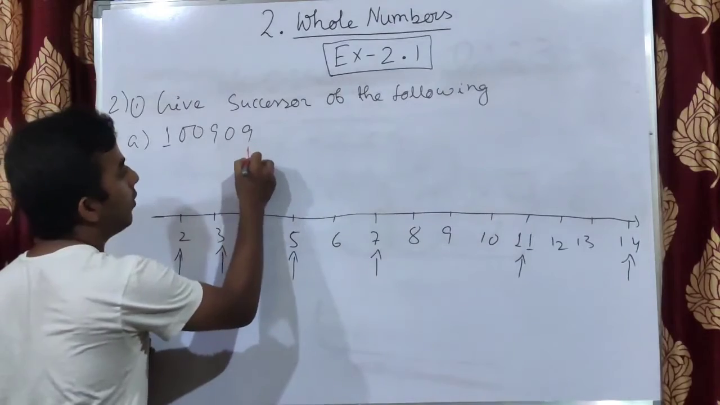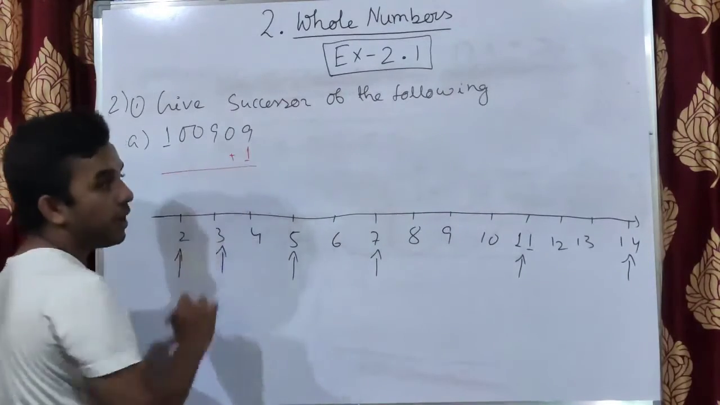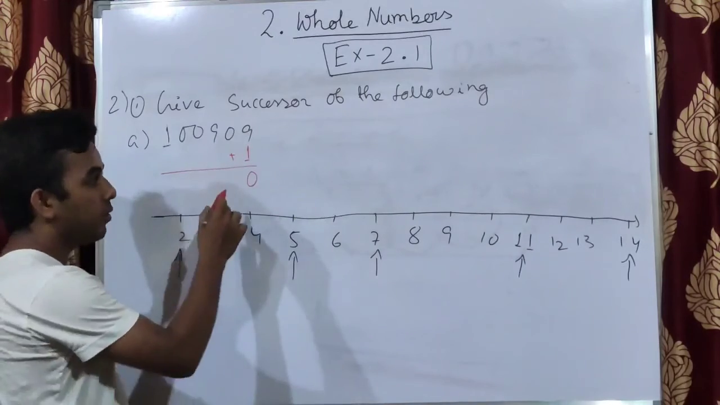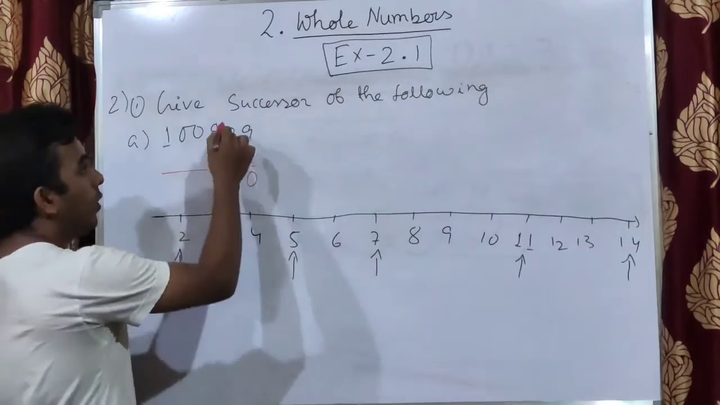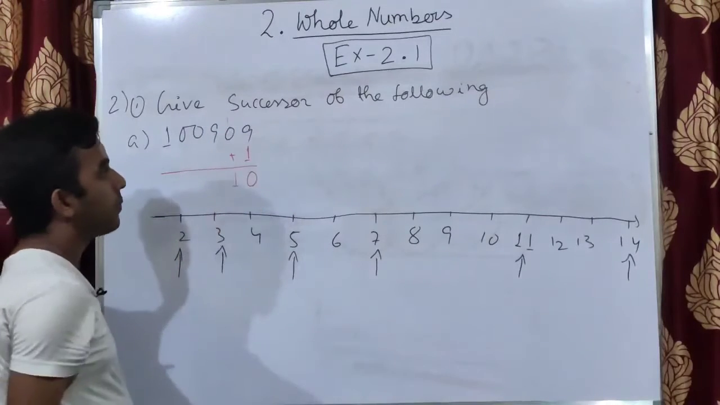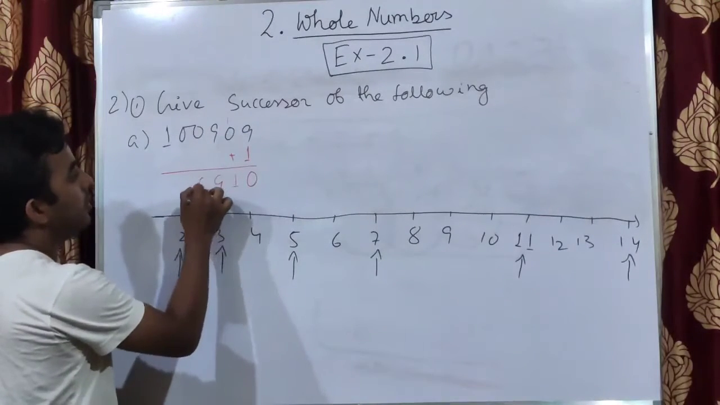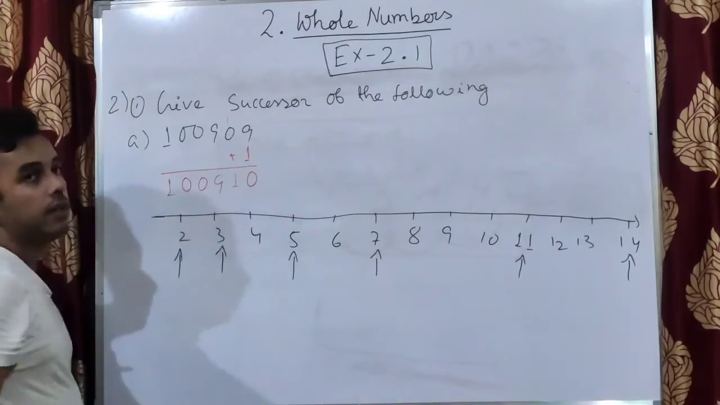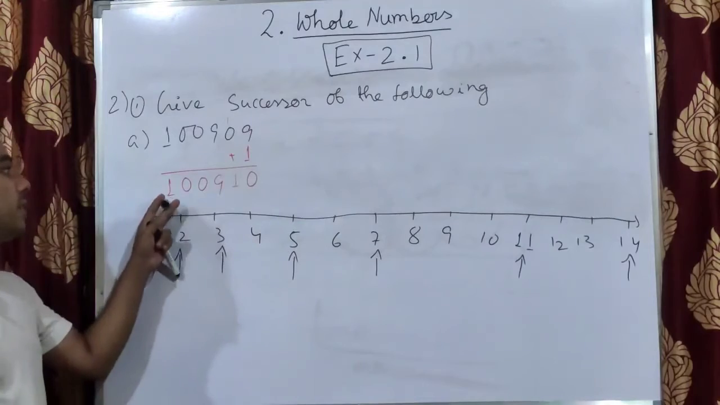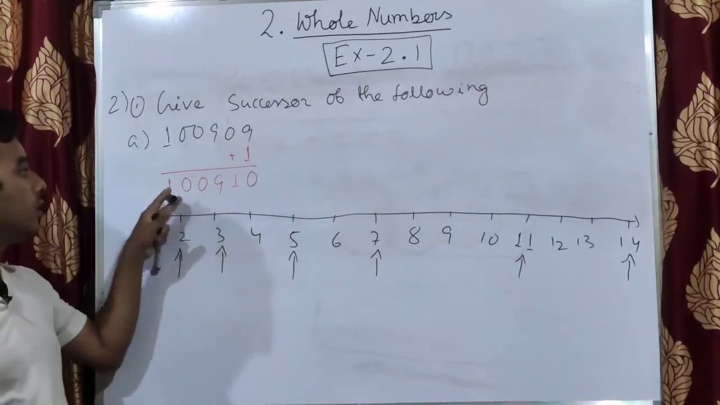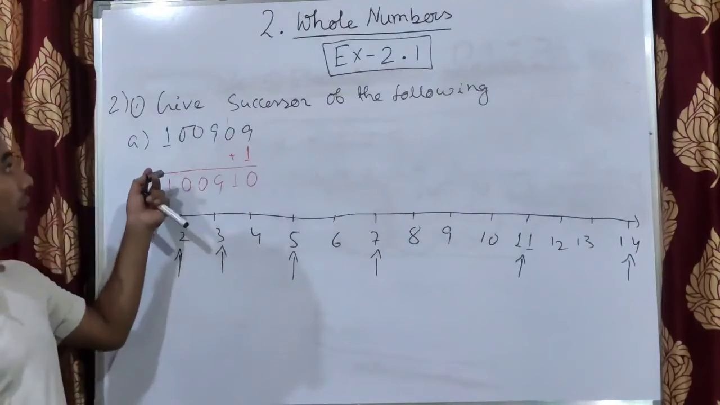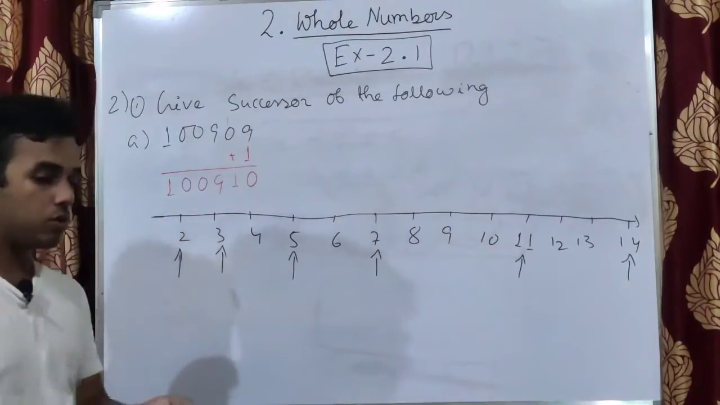Suppose here I have added 1, right? The result will be what? 9 plus 1, 10. For 10, we'll put 0 here and 1 will go there, right? So 0 plus 1 is what? 1. Then 9, then 0, 0, 1. Here what have I done? I have added 1 to this number. So this number is the successor of 100909.